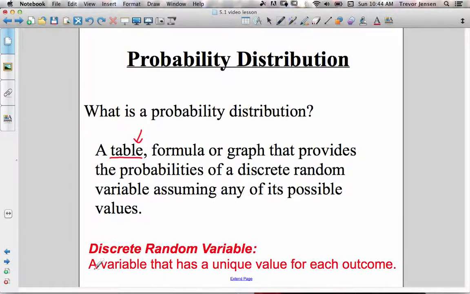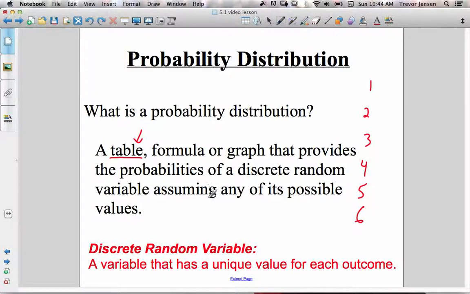So a reminder, a discrete random variable is a variable that has a unique value for each outcome. For example, the first one we're going to look at is rolling a die. If you roll a die, the number that shows up on the die is a discrete random variable. And what possible values could show up? Well, you could roll a 1, or a 2, or a 3, or a 4, or a 5, or a 6. Those are discrete values.